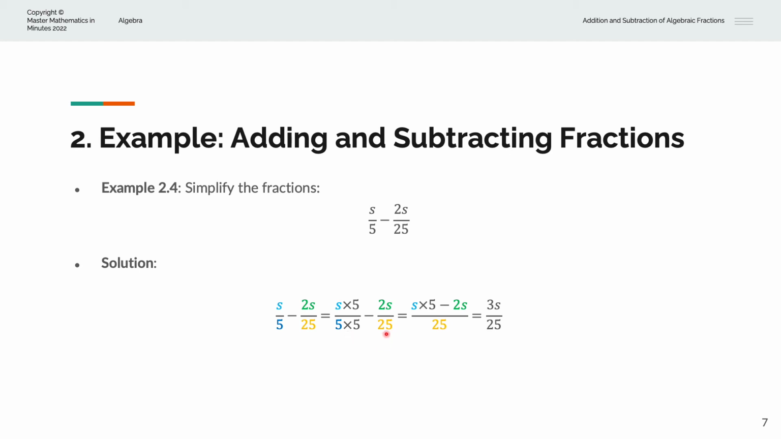Now, because these two share the same common denominator, we're able to subtract the numerator, and that becomes s multiplied by 5 minus 2s over 25. And that becomes 3s over 25.